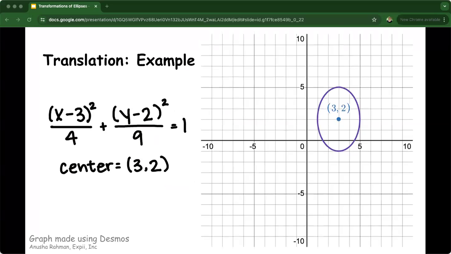If we want to translate an ellipse 3 units to the right and 2 units up, we have a new translated equation, (x minus 3) squared over 4 plus (y minus 2) squared over 9 is equal to 1. The new ellipse is centered at (3, 2). This is what a new ellipse would look like.